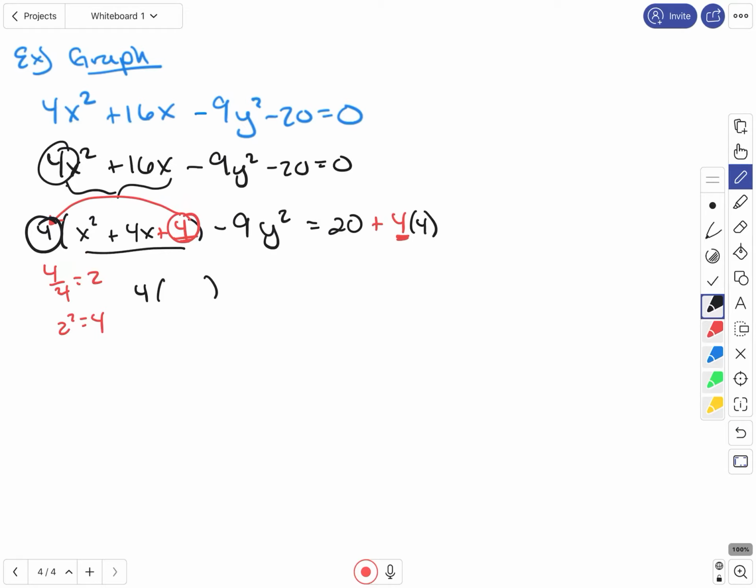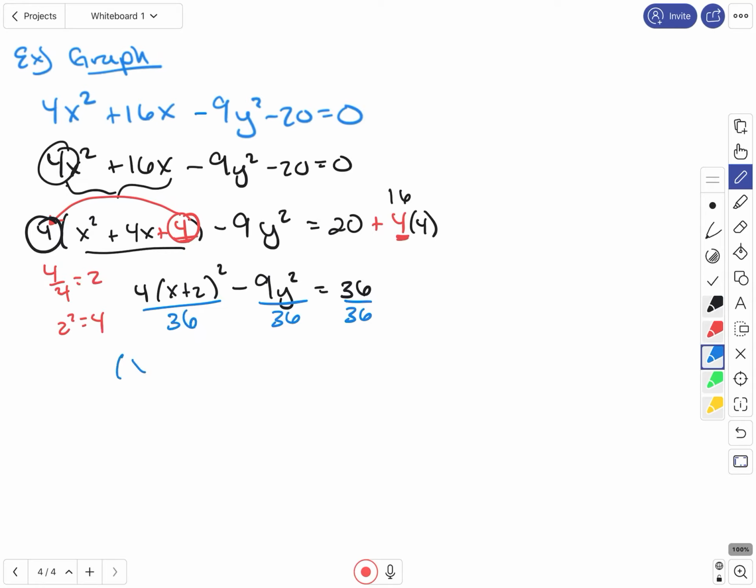Let's see, factoring x squared plus 4x plus 4 is x plus 2, all squared, minus 9y squared equals, let's see, that's 16 plus 20 is 36. Okay. Just like in the previous problem, it's not equal to 1. So I need to divide everything we have by 36 so that it gets in that standard form.